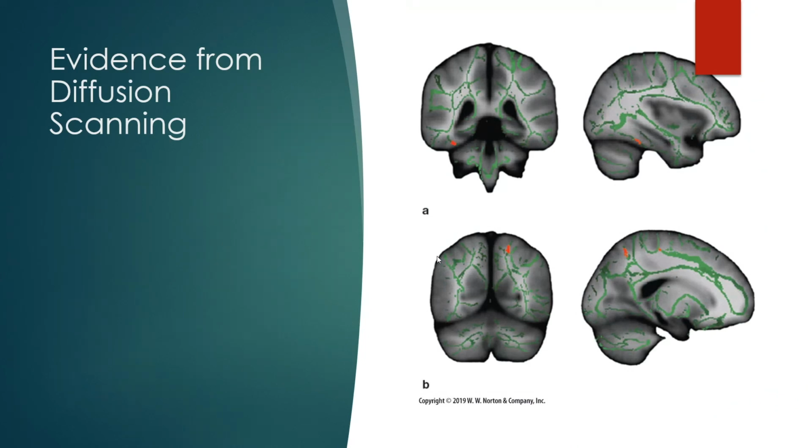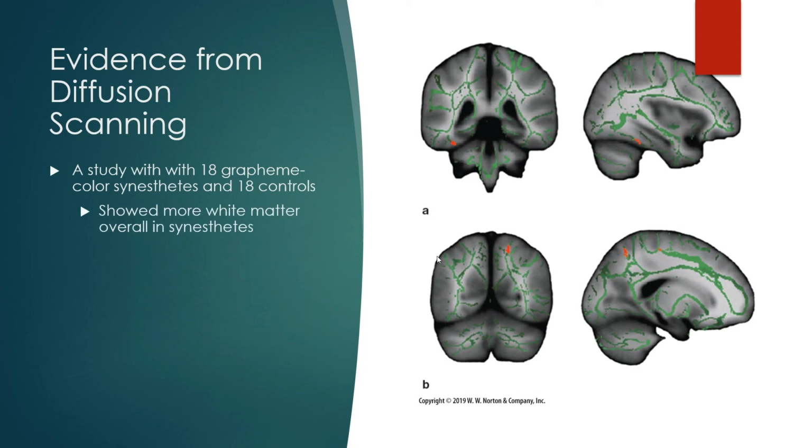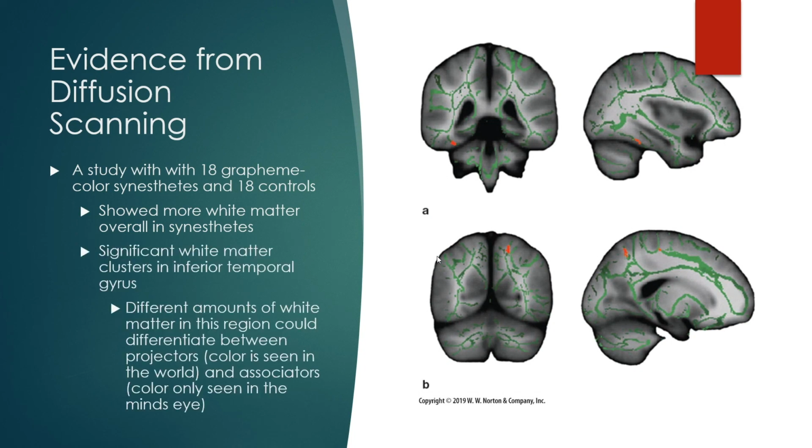This was more evidence from diffusion imaging. It's a different type of synesthete. They looked at white matter and found that overall synesthetes had a lot more white matter connections. And especially in this certain area, the inferior temporal gyrus, they claim, and I don't really buy this one either, though it's really cool that they had this finding, that the amount of white matter in this area was able to predict whether those people actually saw color in the outside world or just saw it in their head.